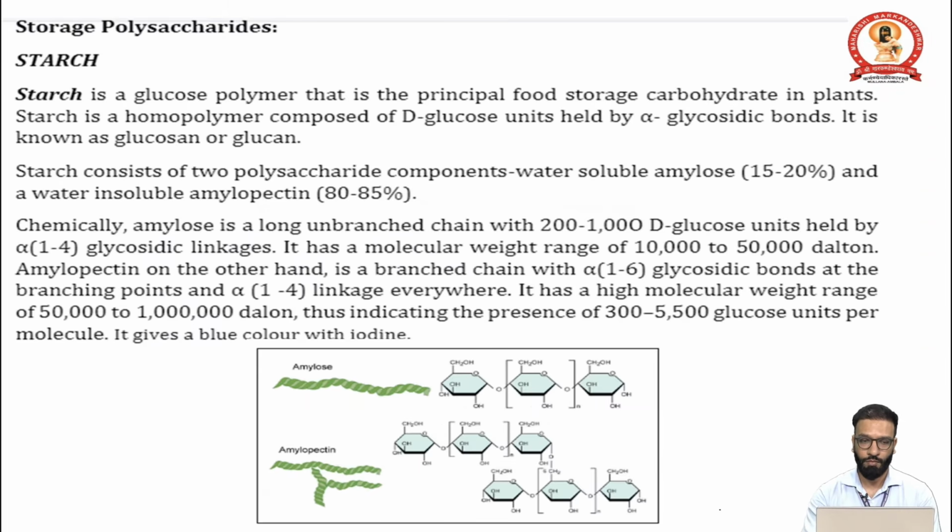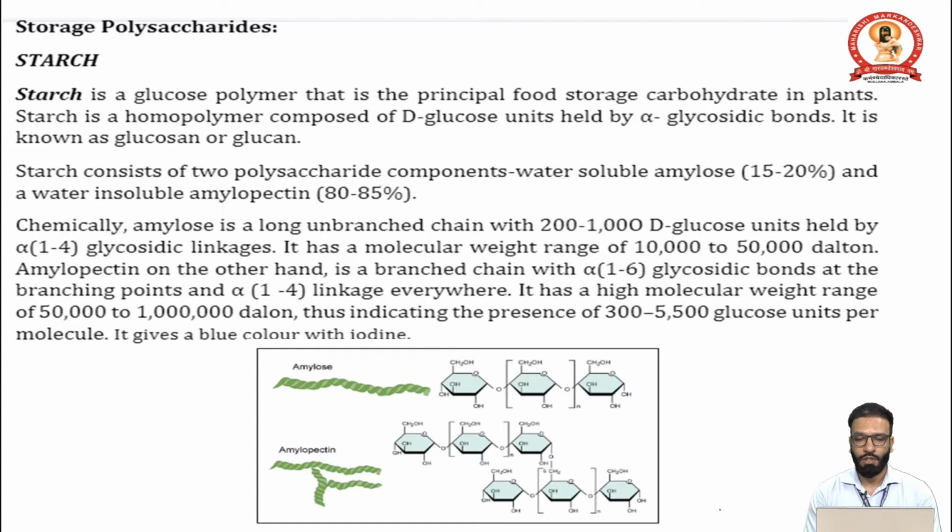So we will see the storage polysaccharides. The first one is starch. It's very important. It is a glucose polymer. That means starch is a polysaccharide made up of many monosaccharide units, and that monosaccharide unit is glucose. It is the principal food storage carbohydrate in plants, and it is a homopolymer of glucose units held together by alpha glycosidic bonds.